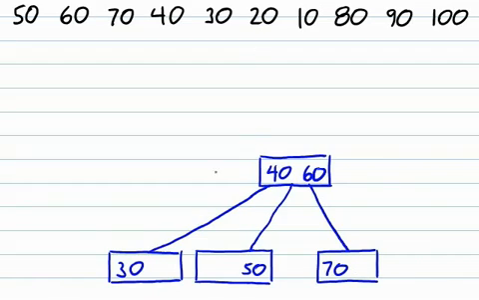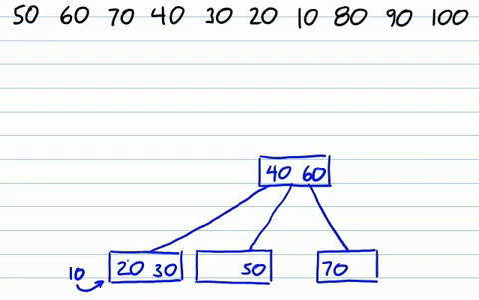The next number we insert, 20, again is less than 40, so it's going to be going in this child over here. Since this is a leaf node, and since there is room for it, we can simply add the value 20 to this existing node. For the next value we insert, 10, well, once again, 10 is less than 40, so we're going to be inserting it into this node as well.